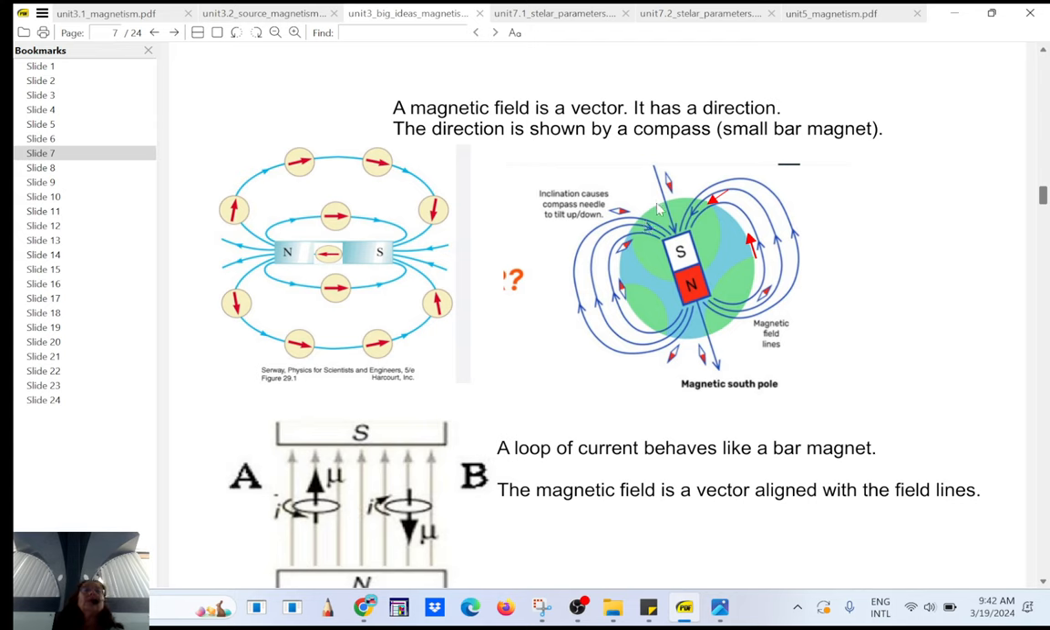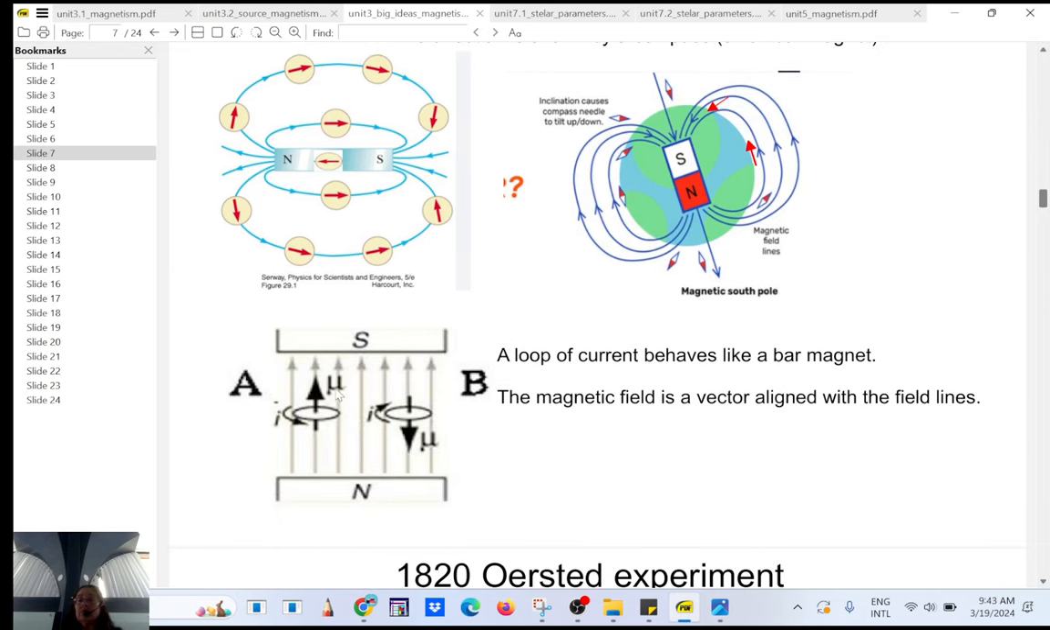Okay, so why do we have the aurora borealis? It's because the solar wind, all those charged particles, is going to interact with the atmosphere, and you have a beautiful display of color. So again, very important to understand.